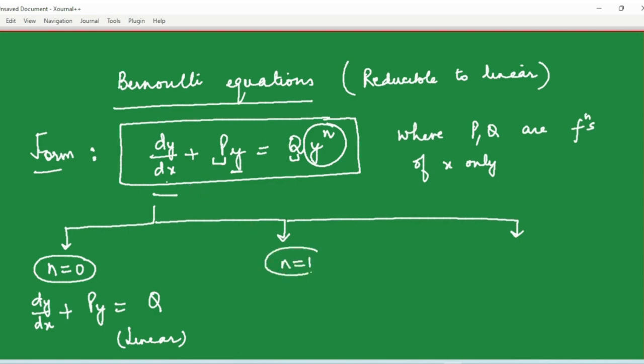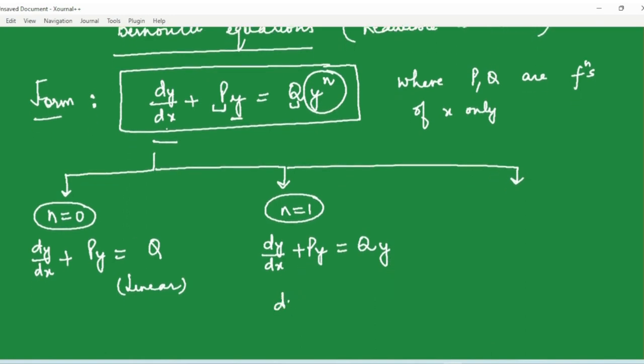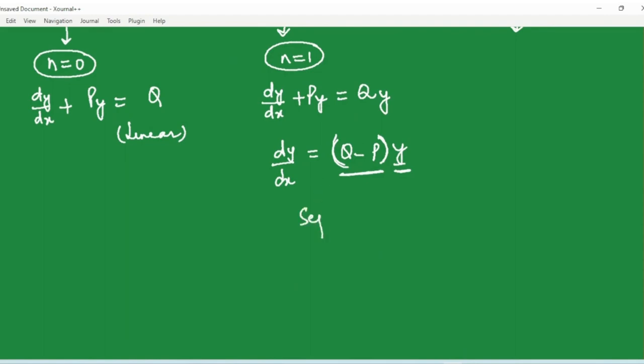Let's look at the situation when n is 1. When n is 1, this differential equation boils down to the following. It takes the form dy by dx plus py equal to q y to the power 1. So here also you have a y. So if we combine these two terms, then we see that dy by dx takes the form q minus p times y. Since p and q are functions of x only, q minus p is also a function of x only, and then we have a y term on the right hand side. So it's basically splitting as a function of x times a function of y. So it's a separable differential equation which we know how to solve already.